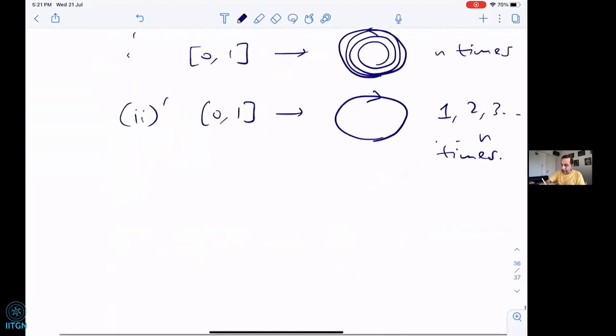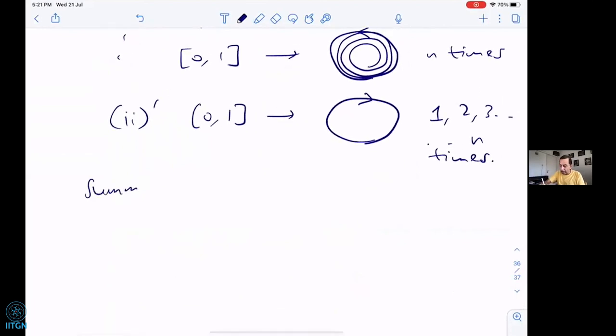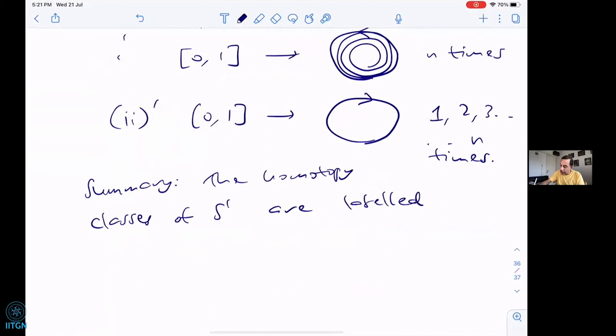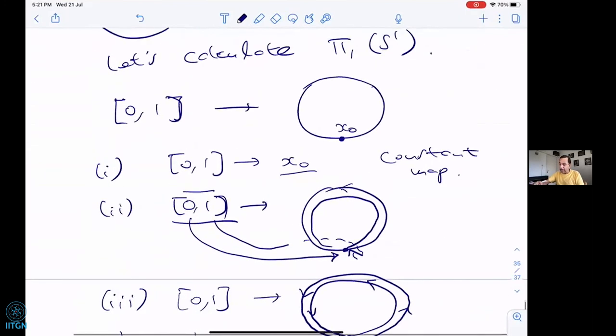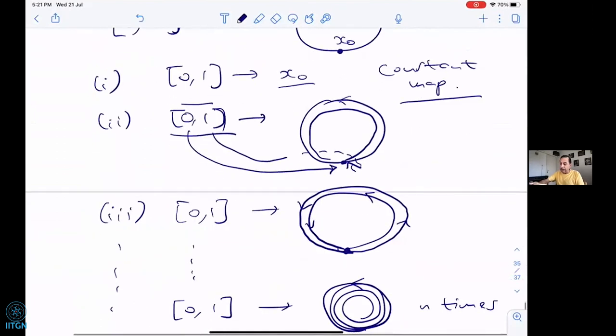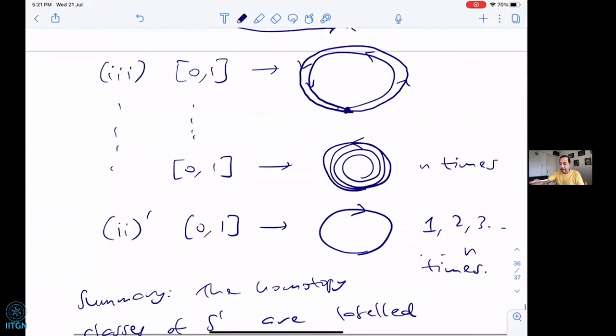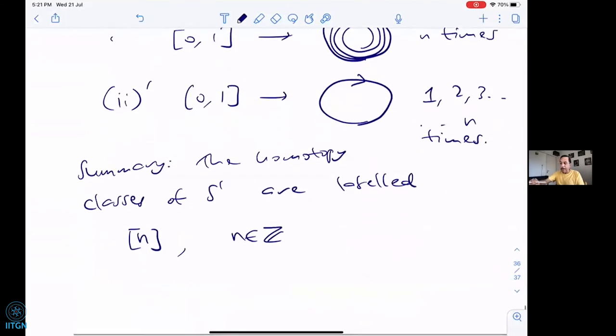And let's write the summary of this. The homotopy classes of S1 are labeled N, where N is a positive, negative, or zero integer. If it's zero, it's this one, the constant map. If N is plus one, plus two, plus three, etc., it's the counterclockwise map. If N is minus one, minus two, minus three, etc., it's the clockwise map.